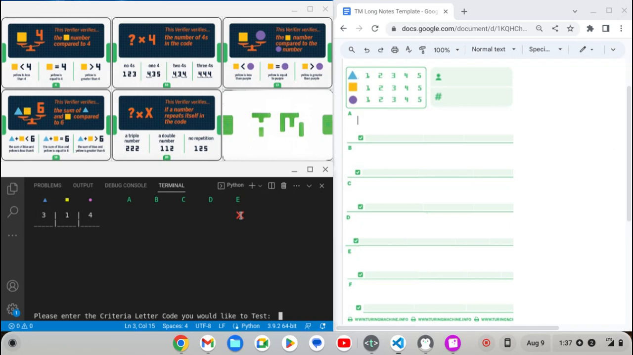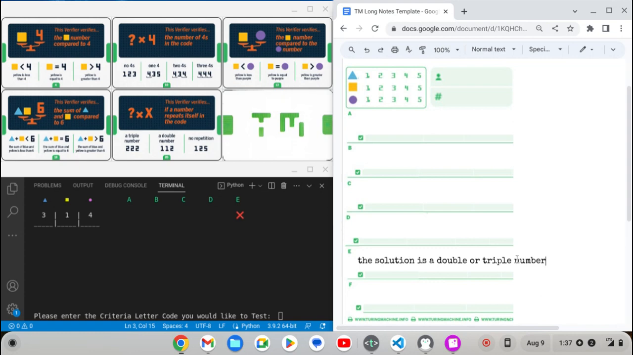Okay, so the Turing Machine does not approve of my proposal. Notice I do have 314, all unique digits, meaning there's no repetition, but that's not the case. So the Turing Machine is telling me that either I have a double number or a triple number. So let's go ahead and update our notes in section E, that the solution is a double or triple number. Okay, so at this point we really can't cross out anything, so we move on.